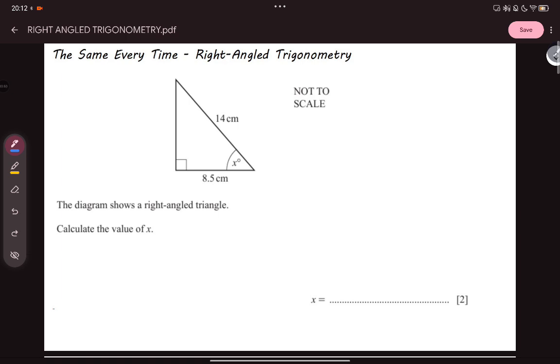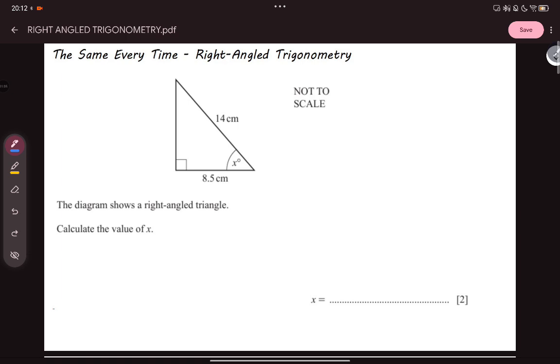Here's an actual exam question, 2 marks. The diagram shows a right-angled triangle. Calculate the value of x. So we are finding that missing angle. Our first move is to label the sides.